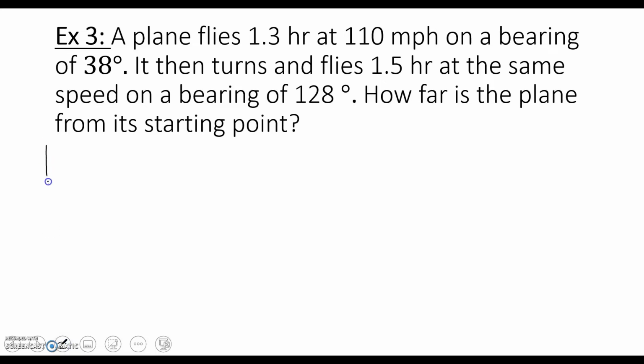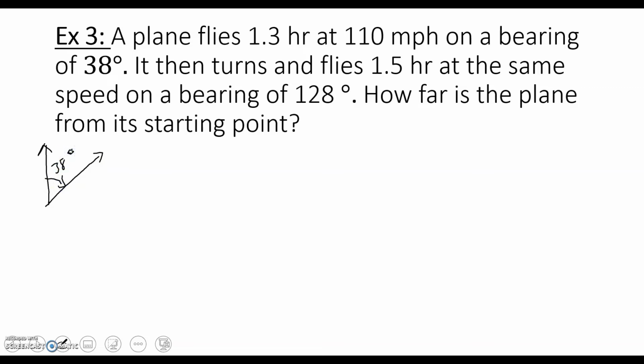So we want to start from a north line because it gives a single angle of 38 degrees. So from this north line, we want to measure an angle clockwise 38 degrees. So our plane was flying on this trajectory here. This is 38 degrees.